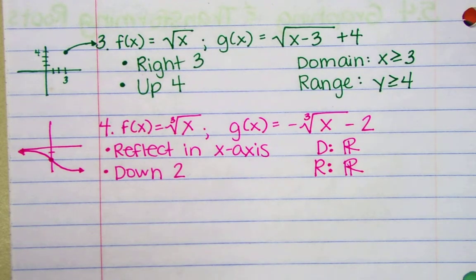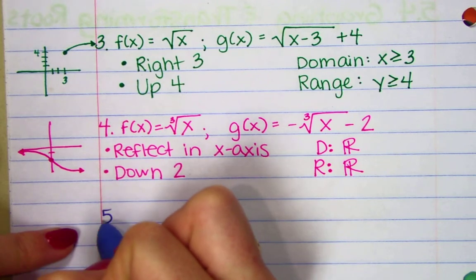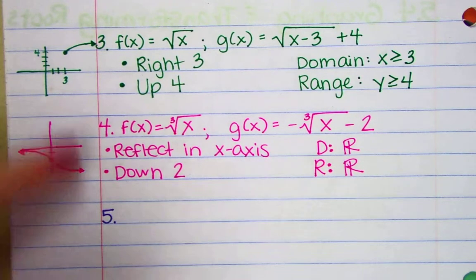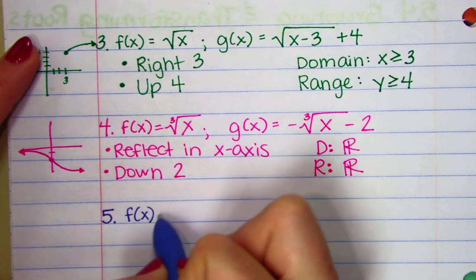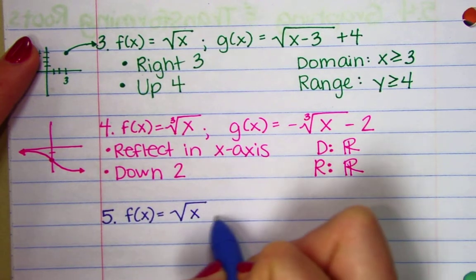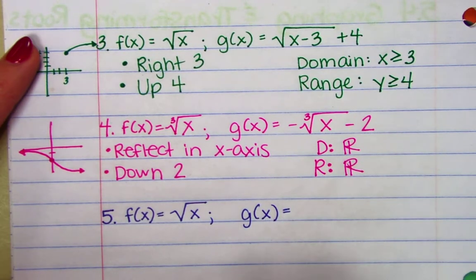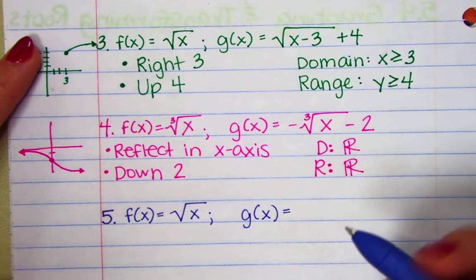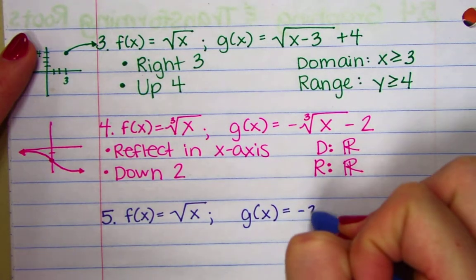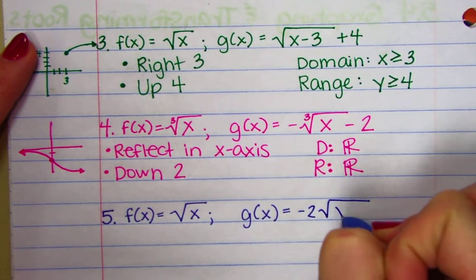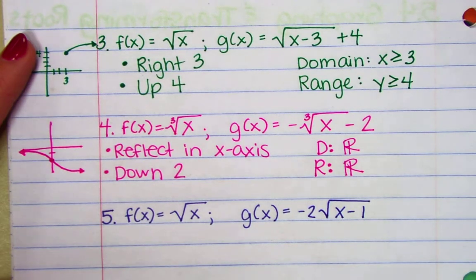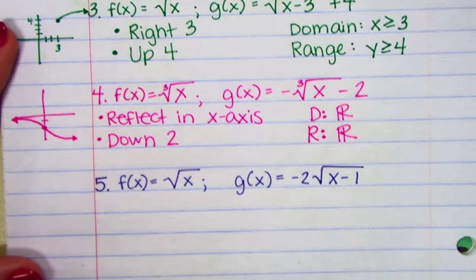All right, number 5. My original f of x is the square root of x. Okay. And my transformed function, g of x, is negative 2 square root of x minus 1. And the x minus 1 is underneath the square root sign.